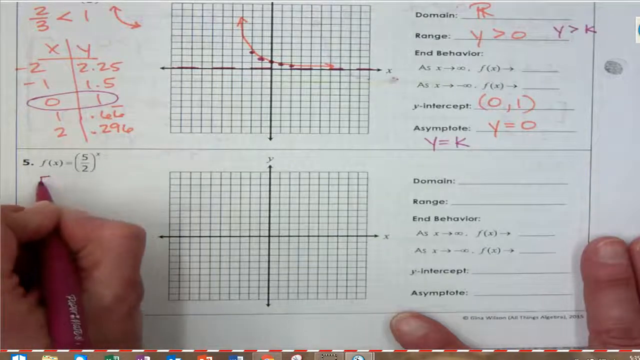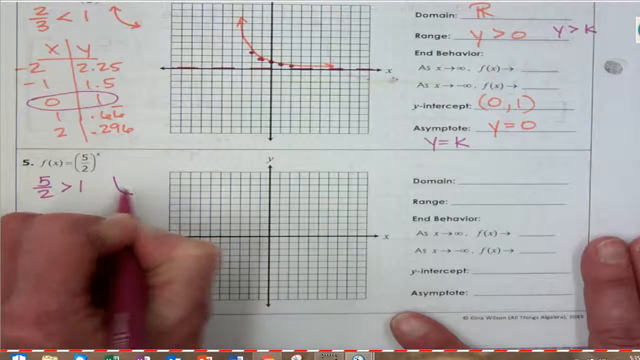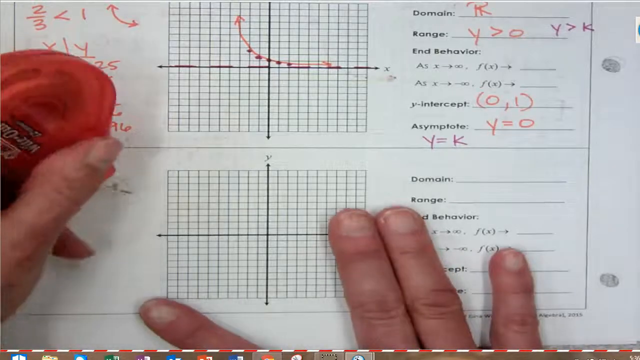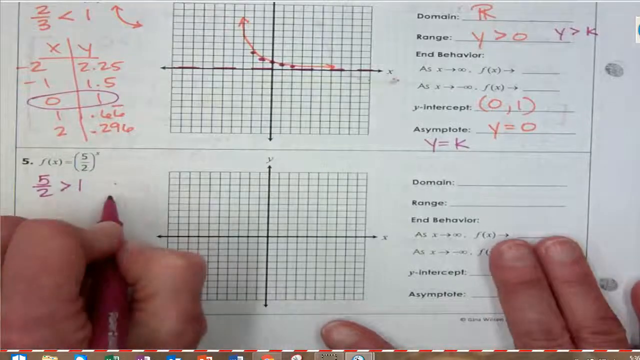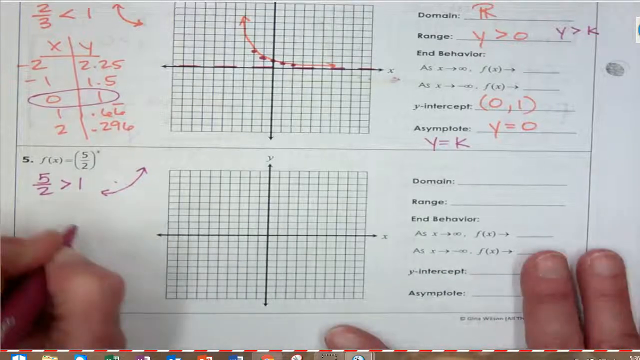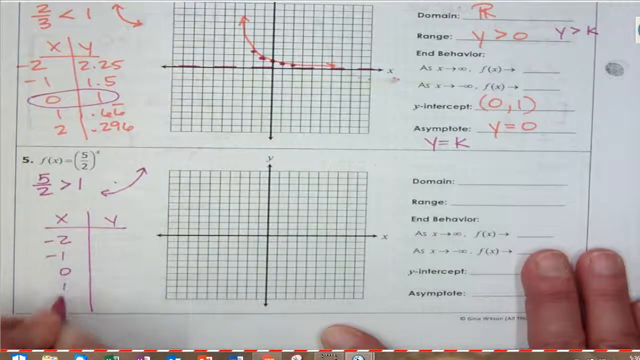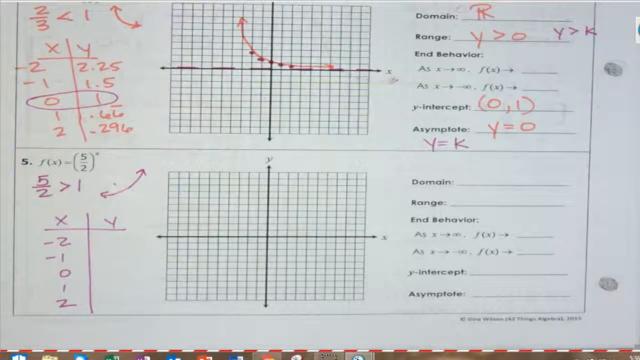This is 5/2, which is actually bigger than 1. So I'm going to expect that it's going to be a, oops, the other way. I'm going to expect that it's going to be a growth because this is bigger than 1. So I'm going to expect that it's actually going to increase. All right, so do your table, x, y, -2, -1, 0, 1, 2. Plot your points and figure out what this is. Pause the video so that when you turn it back on, you'll be ready for the answer.